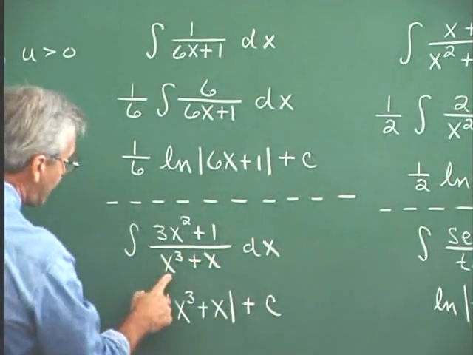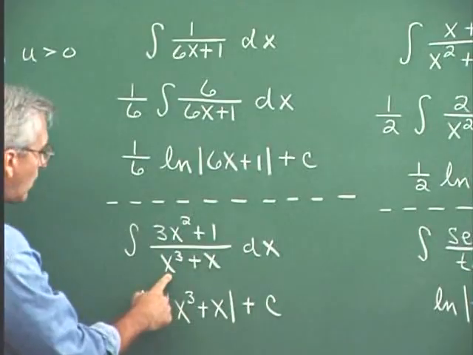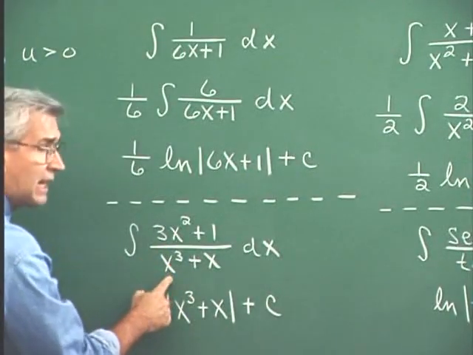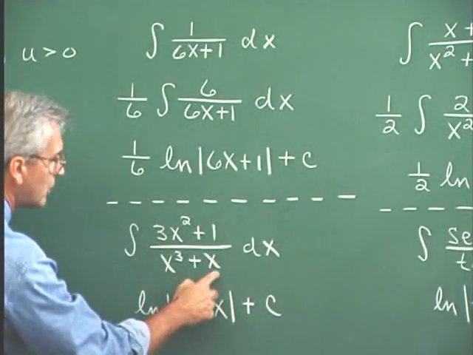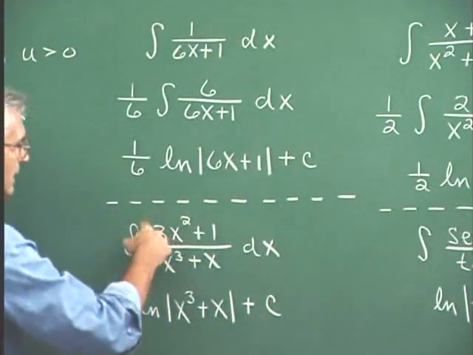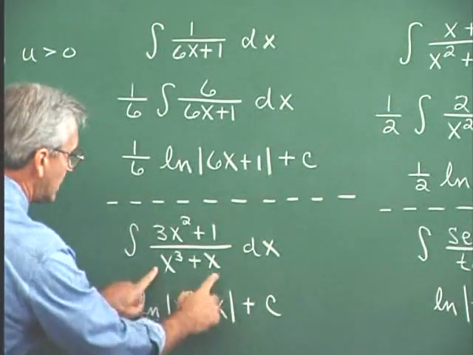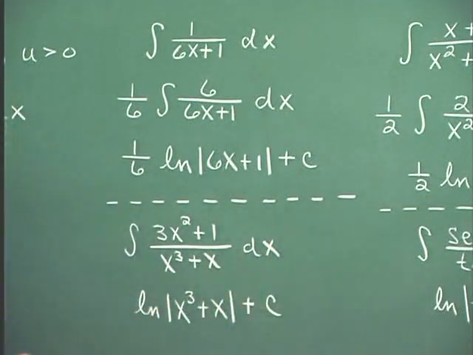Well, let's see. The derivative of 3x would be 2x squared. Excuse me, the derivative of x cubed would be 3x squared, and we have that up here. The derivative of x would be 1. So yes, we do have the condition that we need, and so it's the natural log of the absolute value of the denominator plus a constant.